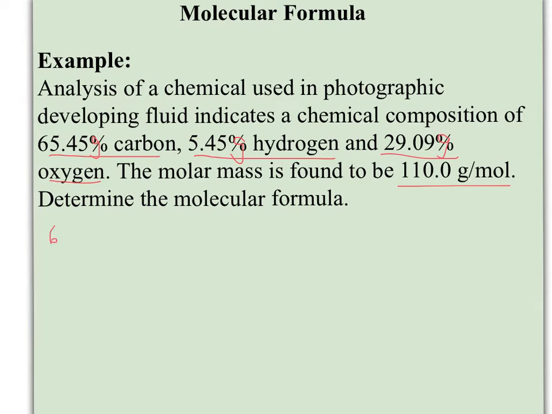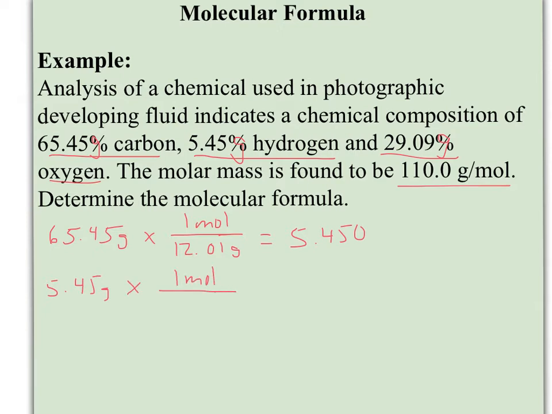So I can take my 65.45 grams of carbon. I need to change it to moles. This goes back to our empirical formula lesson. I know there's 12.01 grams per mole for carbon. So this means I have 5.4496, or 5.450 moles of carbon.